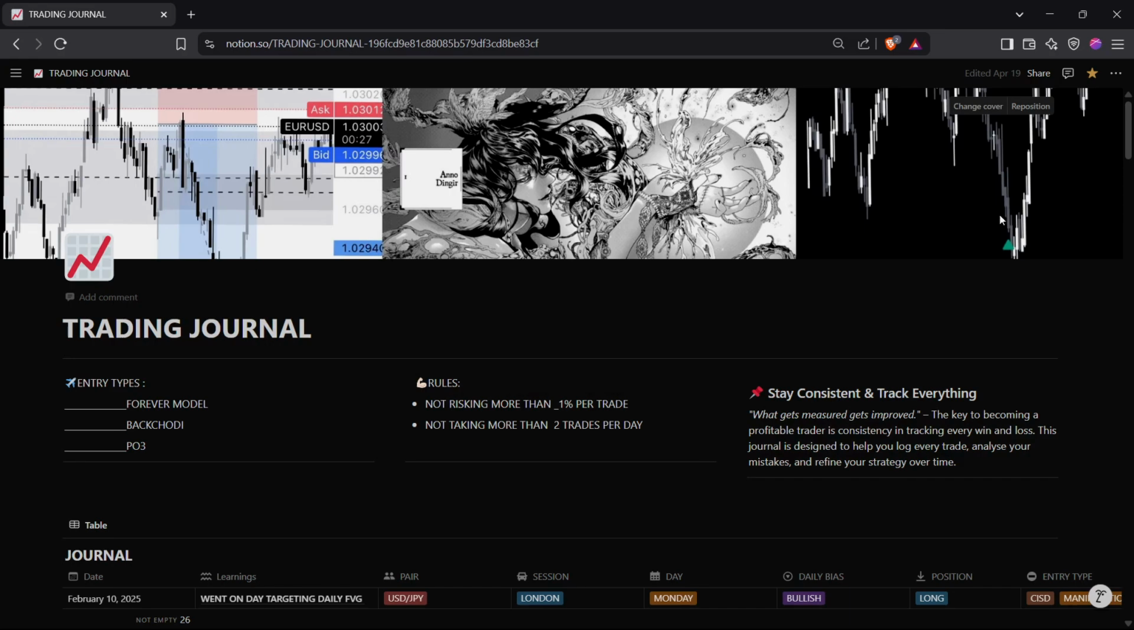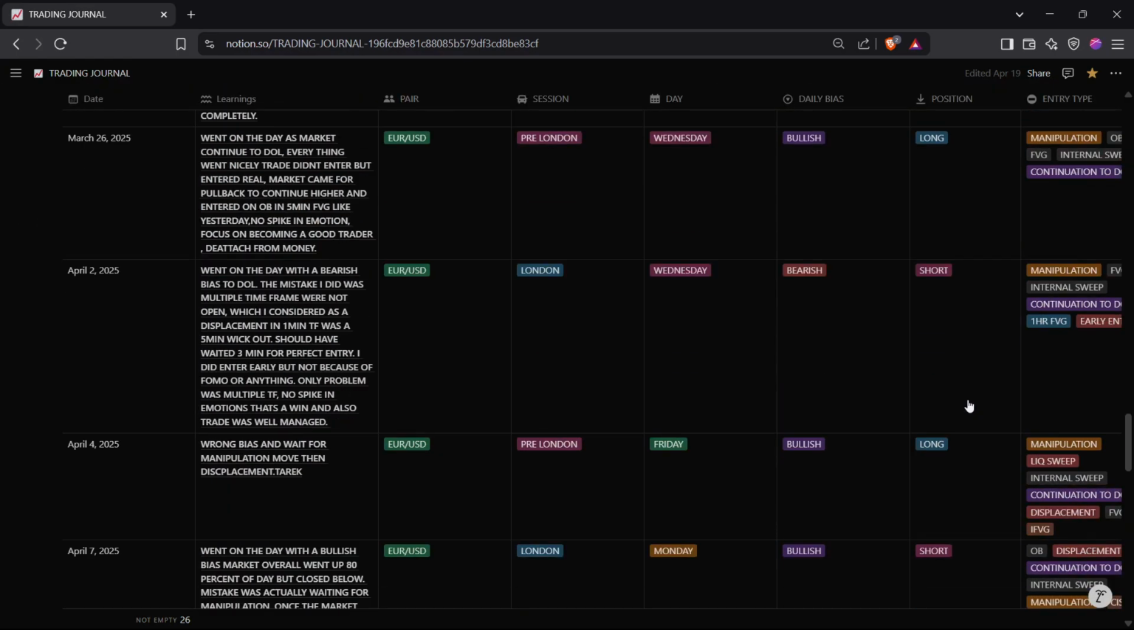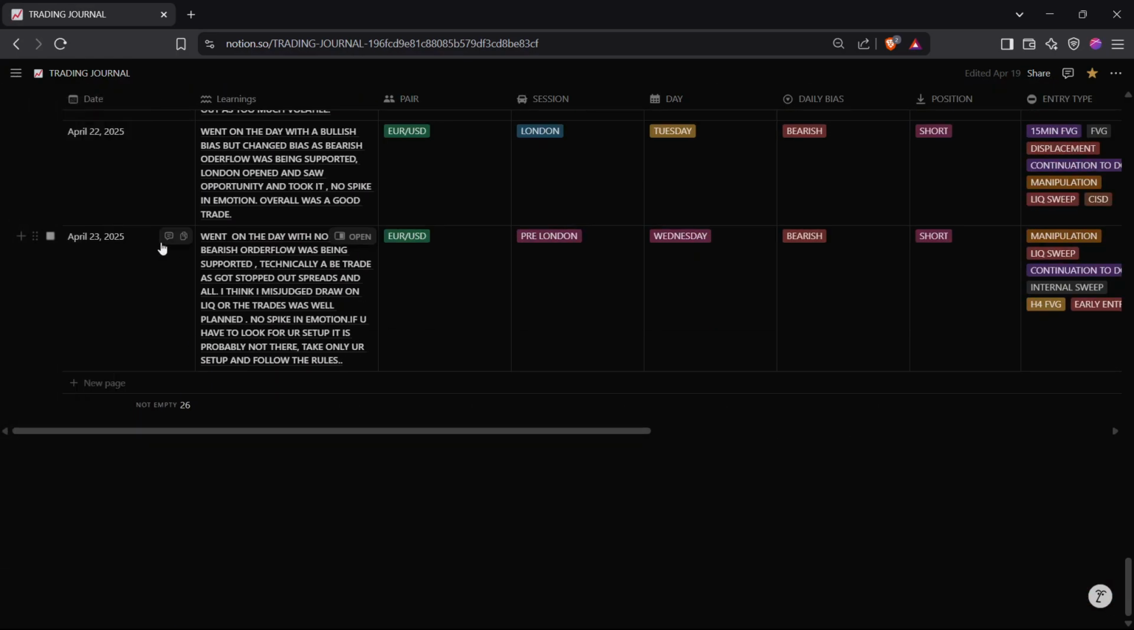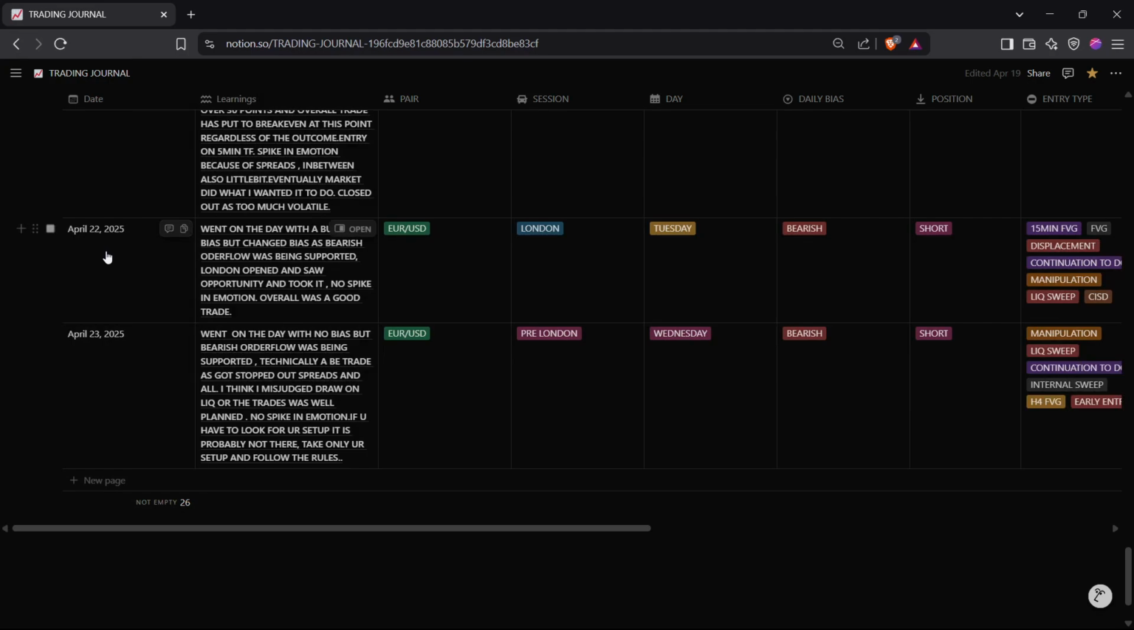So yes, let's jump right into the trade. Coincidentally, how much I made in the first trade, I lost that much in the second trade, but they were in different accounts. So let's jump right into the trade. I had taken the trade on April 22nd. If you can see in the screenshot, it was a trade on Tuesday.